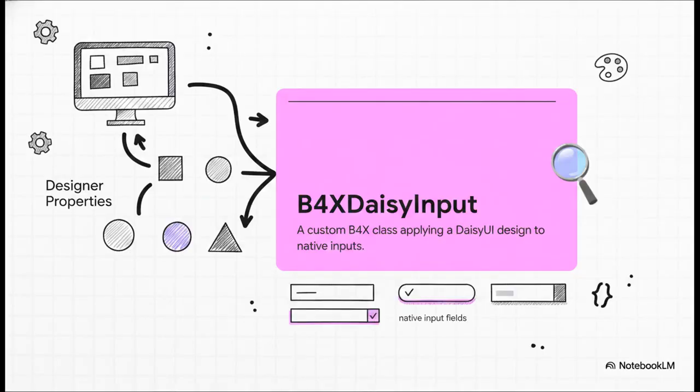So, what exactly is it? Well, B4X DaisyInput is a custom B4X class that applies a DaisyUI-inspired design system directly to your native input fields using simple designer properties. By mapping raw code parameters, things like spacing units, color tokens, and elevation shadows, straight to visual outputs, this component brings that clean, modern DaisyUI design methodology right to your apps. You literally get CSS-like utility control directly inside your visual designer.